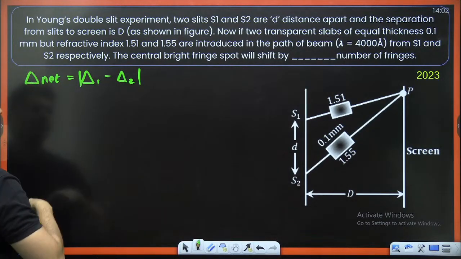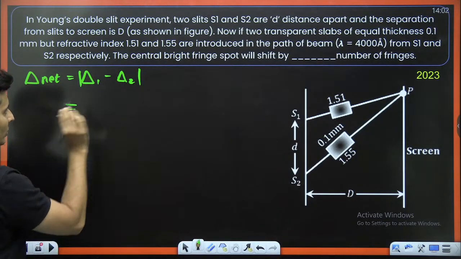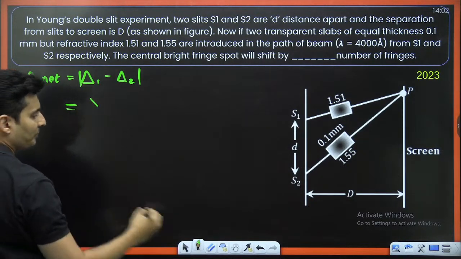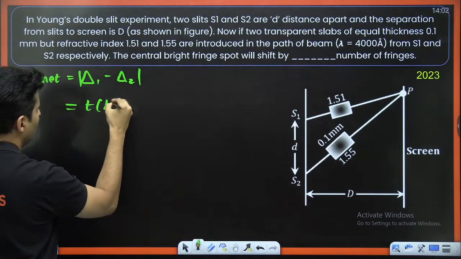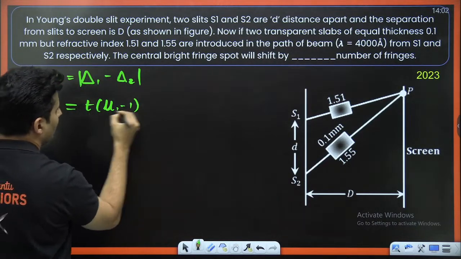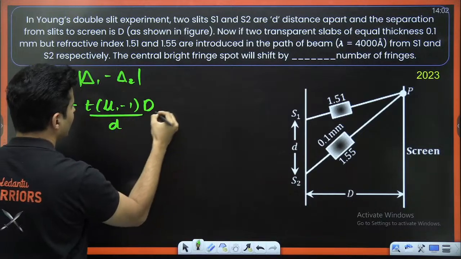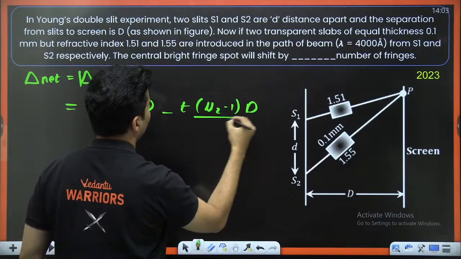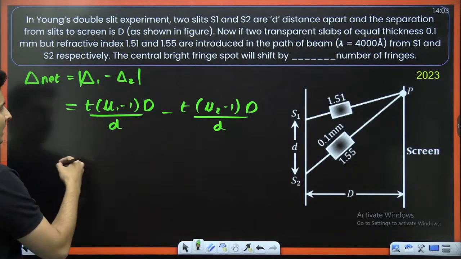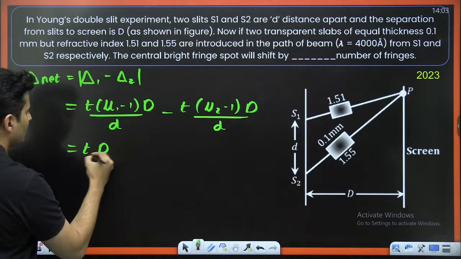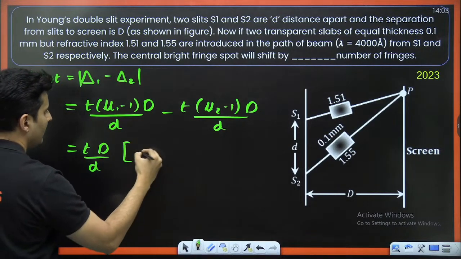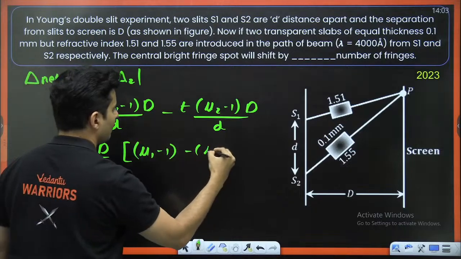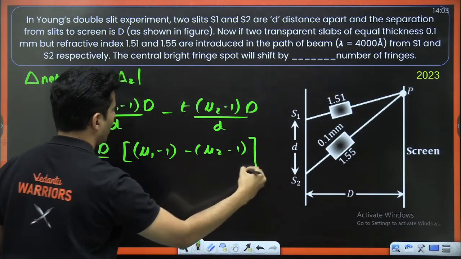Okay, so this is going to be shift 1 minus shift 2. So this will be nothing but thickness into (mu 1 minus 1) into D by small d, minus thickness into (mu 2 minus 1) into capital D by small d, right? You can see thickness is common, D is common, small d is common, and here you have (mu 1 minus 1) minus (mu 2 minus 1), right?